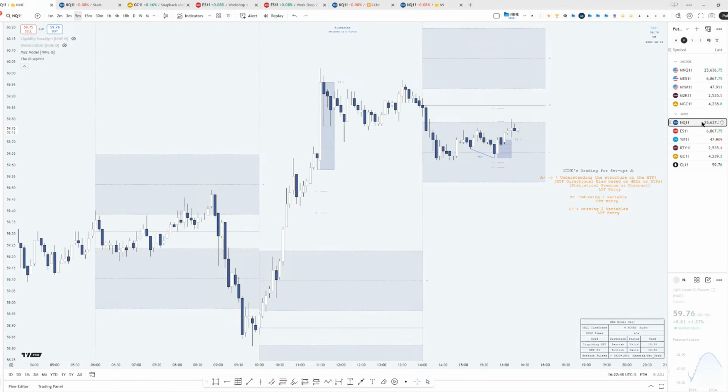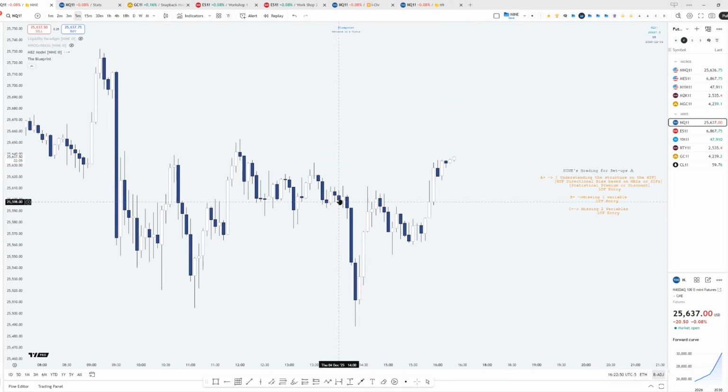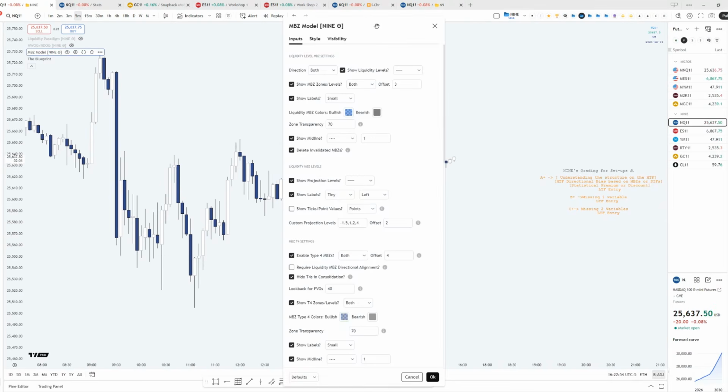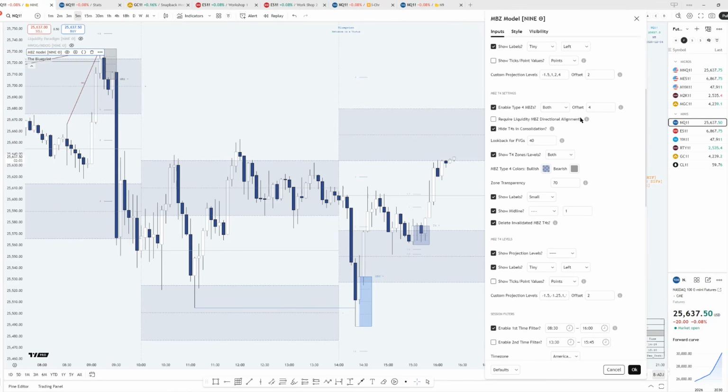When you do have the filter on, and what Keith is talking about is this filter right here, require liquidity MBZ directional alignment. It's based off the continuation ones. So if I turn this on, it's only going to look for bullish opportunities after that reversal. Since we had a bullish reversal there, it's only going to look for bullish continuations. That's what this means. The reason I like to have it off is because there might be decent opportunities regardless.